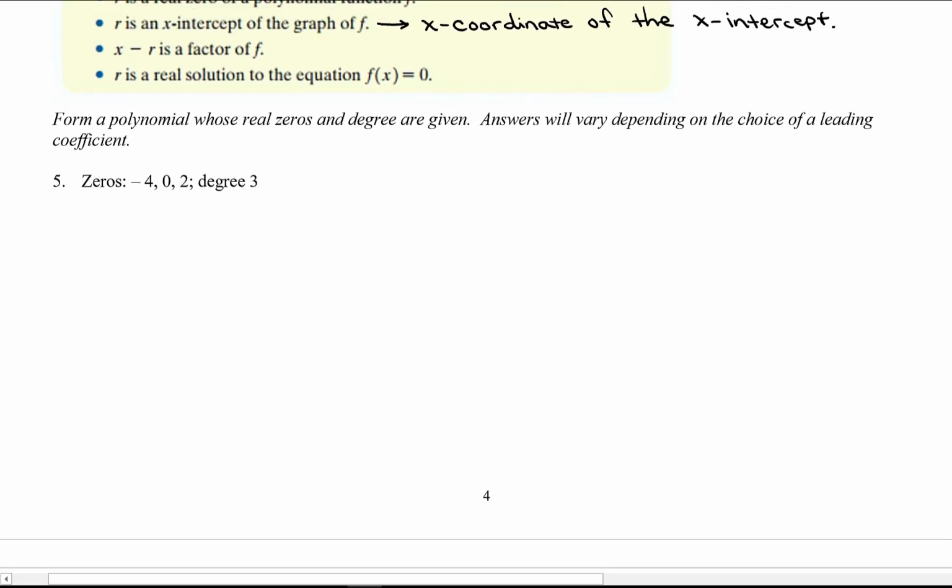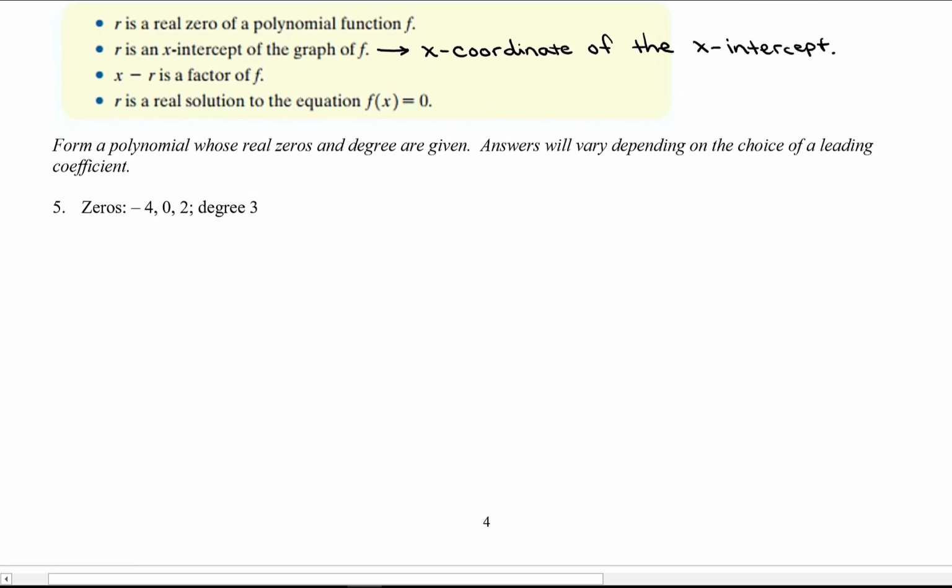Maybe I should. Form a polynomial whose real zeros and degree are given. Answers will vary depending on the choice of a leading coefficient. We're just going to go ahead and choose a leading coefficient of 1, because that would be the easiest, I think, to work with. So we're going to have our leading coefficient equal 1.